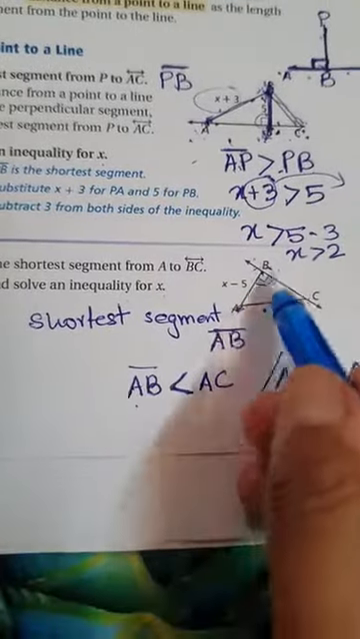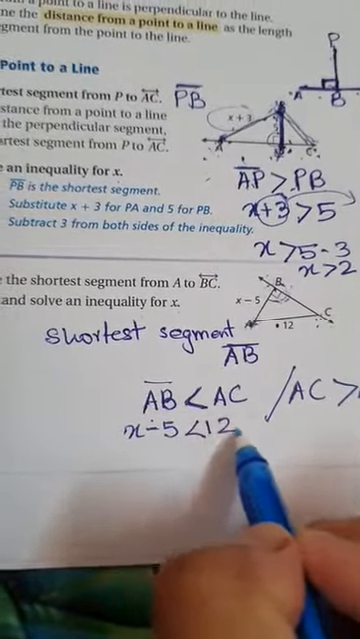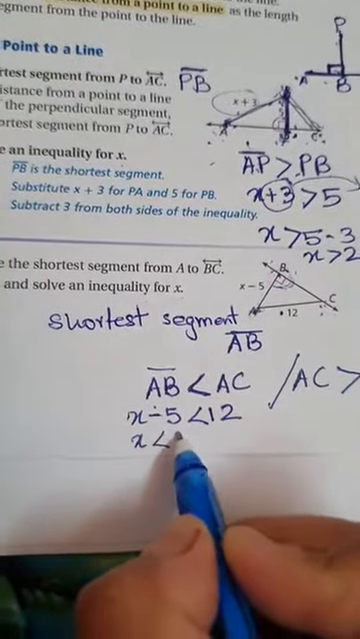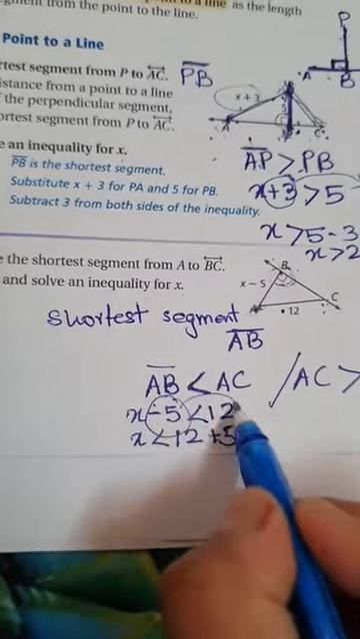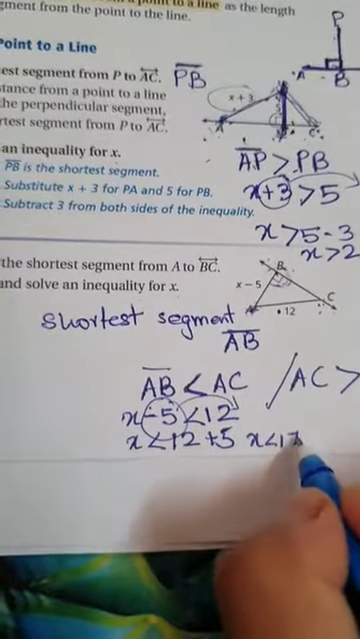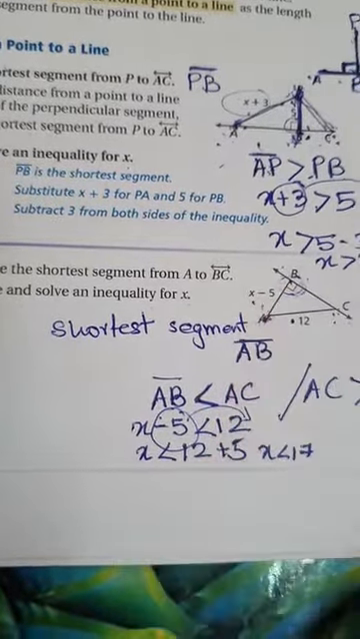So AB, they have given us x minus 5 is less than 12, right? So that's going to be x is going to be less than 12 plus 5, because the minus 5 will move to the other side. So that's going to be x is less than 17. So the value of x is going to be less than 17.